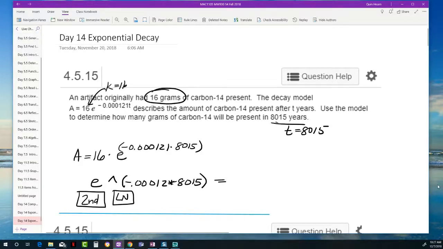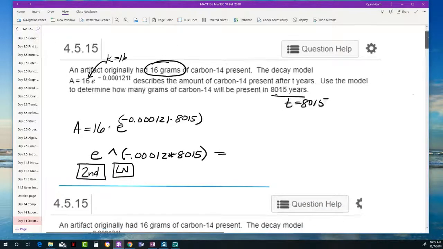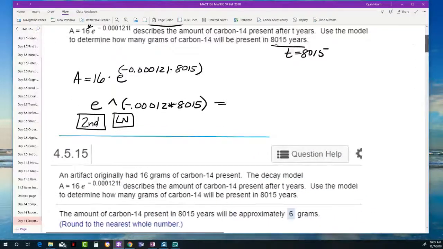All right, and what you should get is 6 grams, approximately. You're going to round to the nearest whole number. So this is going to be approximately 6 grams. Okay, so let me know if you have any trouble plugging that into your calculator.